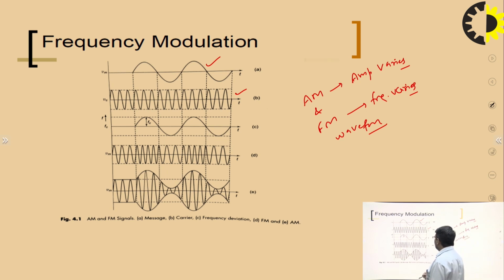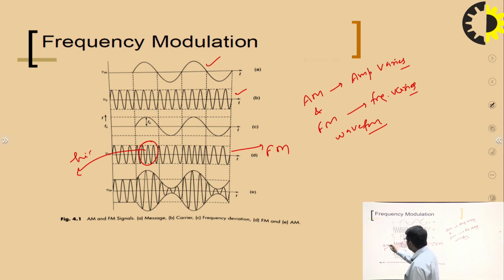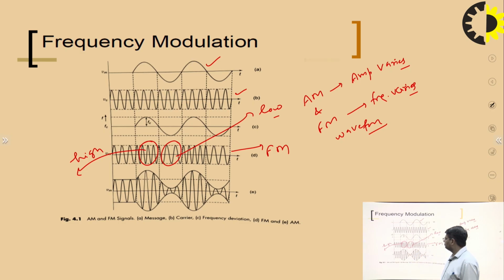Then we have this FM waveform, where we can clearly see points of high frequency, and then points corresponding to low frequency also. Then again the frequency is high, then again the frequency is low. And we can see that in the case of FM, the amplitude is constant throughout.